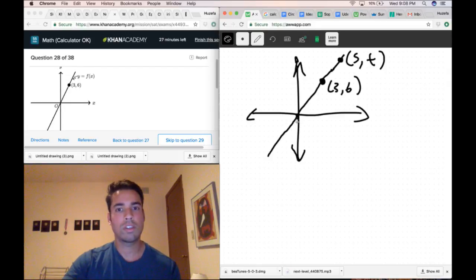We already know the slope since it passes through the origin, because we could also say this coordinate is like this, right? So we could say that it's got a slope of 2 over 1. That's our slope.